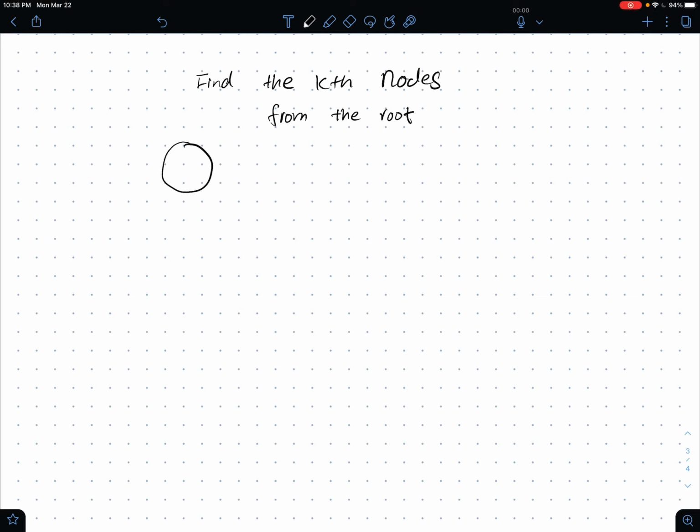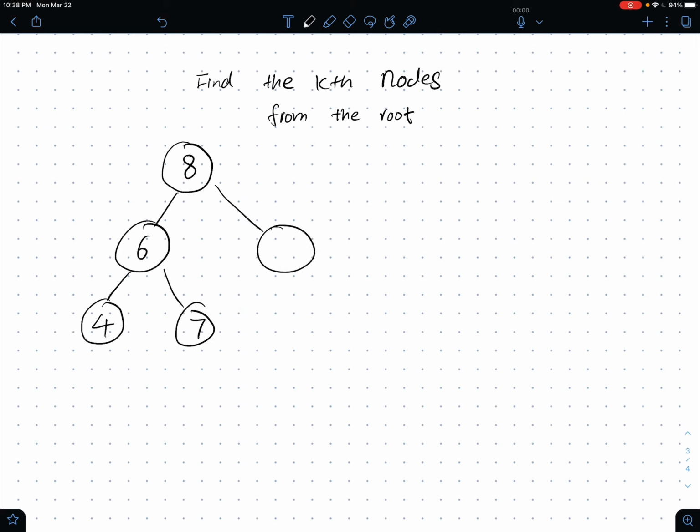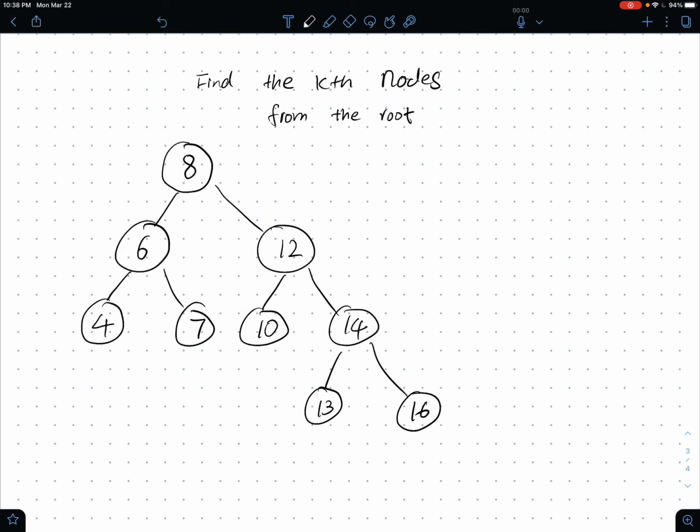That means, say if I have 8, 6, 4, 7, then I have 12, 10, 14, 13, 16. This is my tree. So root is the right 8.